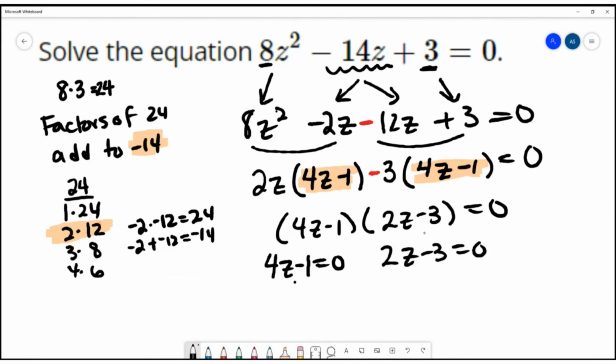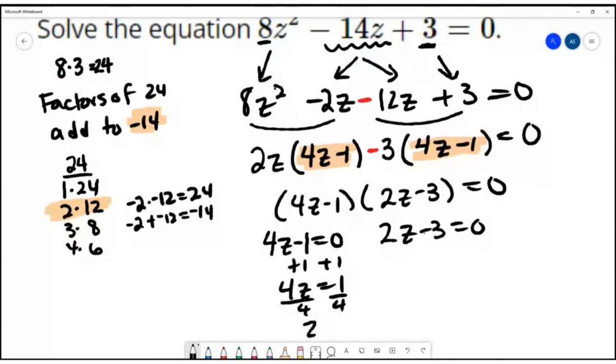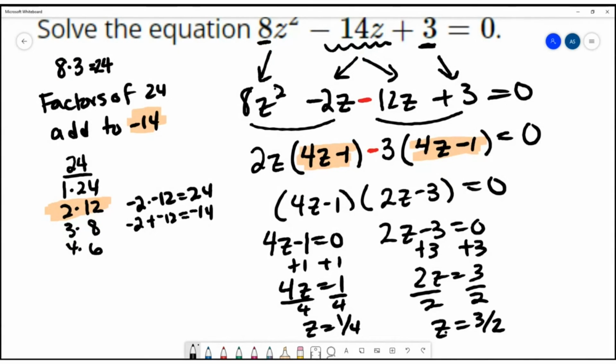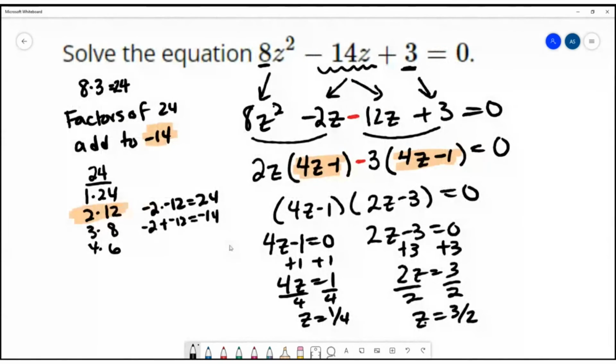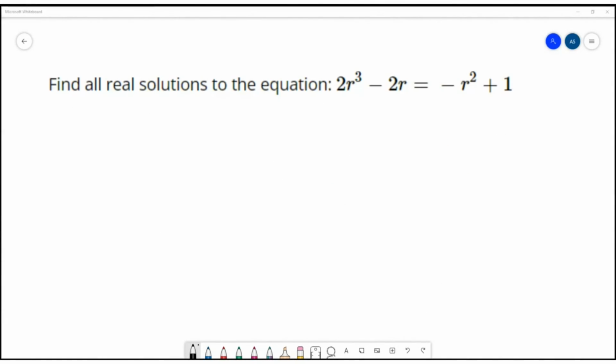I'll solve each of these equations, add 1 to both sides. That's 4z equals 1. Divide by 4. So z equals 1/4. Here I'll add 3 to both sides to get 2z equals 3. Divide by 2, and z equals 3/2. So we've solved that equation by factoring and using the zero product property.